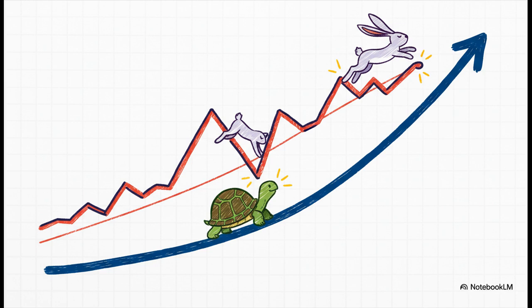A ton of successful traders use both at the same time. They get the best of both worlds. They might use a long-term SMA, our tortoise, to see the main trend, and then use a short-term EMA, our hare, to find a perfect entry point.